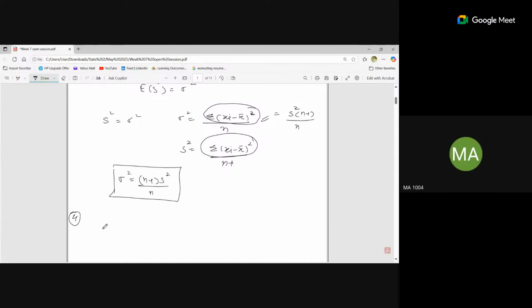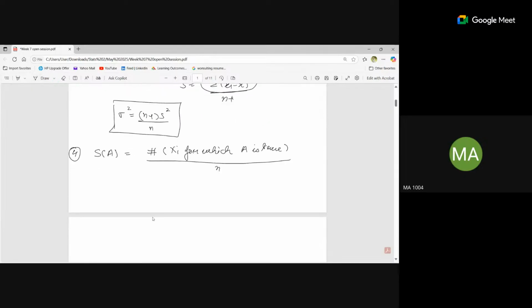Okay. Then we have the fourth thing, which is the sample proportion. So what is the sample proportion? It is denoted by SA, which is equal to the number of xi for which A is true, upon n. So if I have to find out the expectation of SA, it would be what?